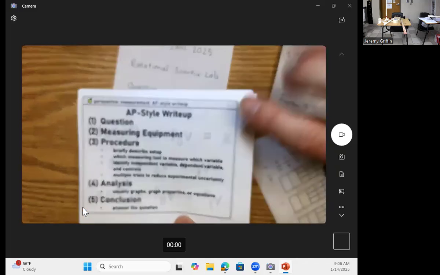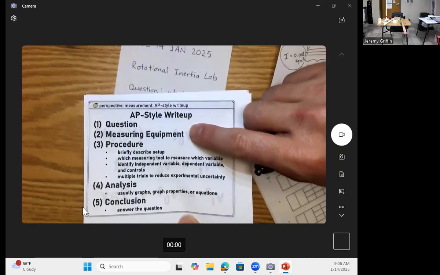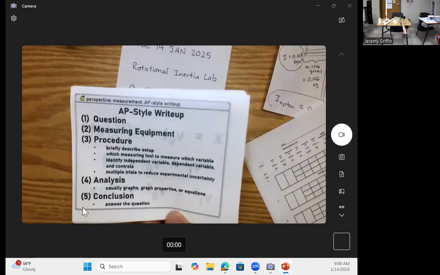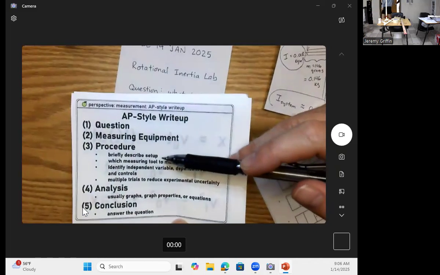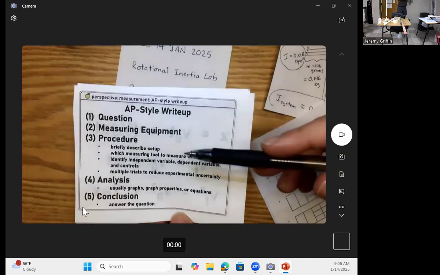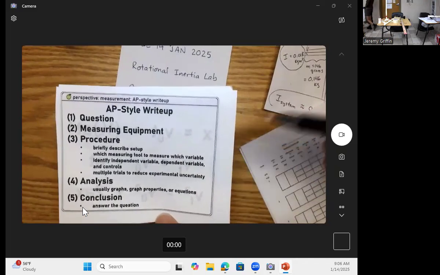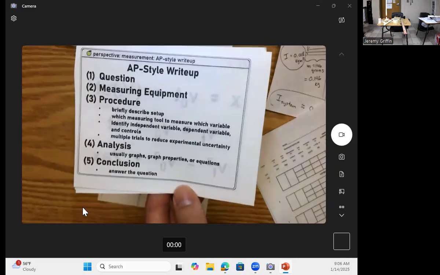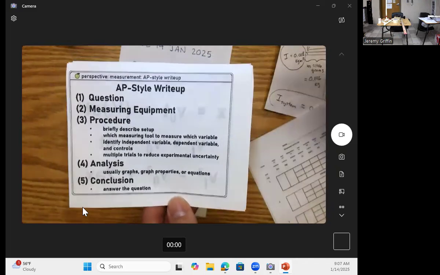Measuring equipment. As we go along today, think, what variables are we measuring? And maybe I should make some note of that to communicate to, say, an AP grader. Procedure. Briefly describe the setup, something about the apparatus and a string and ball and weight deal. Which tool measures which variable? There's only a handful of measuring tools, and I'm going to be using the relevant ones. What's the independent variable, dependent variable, controls?